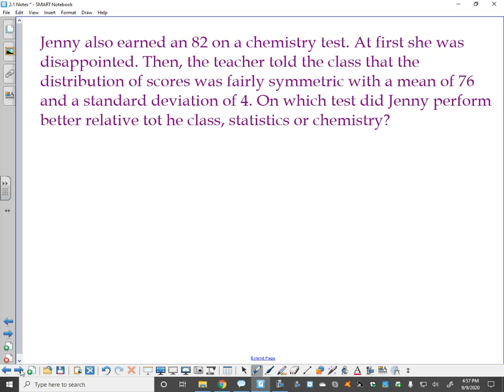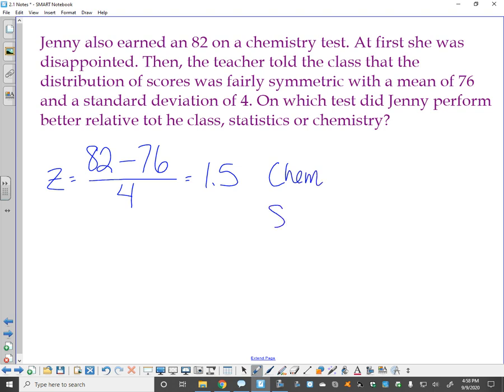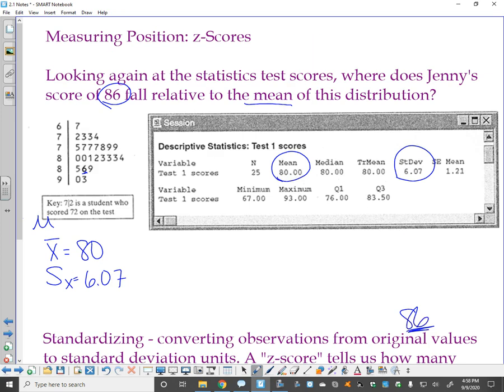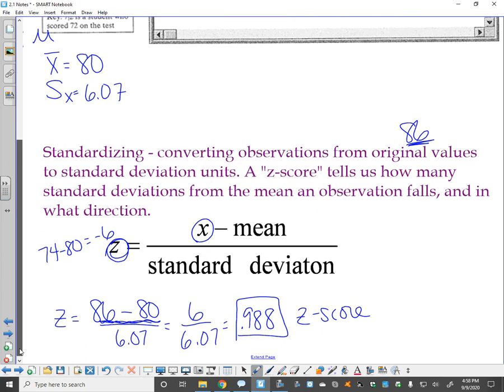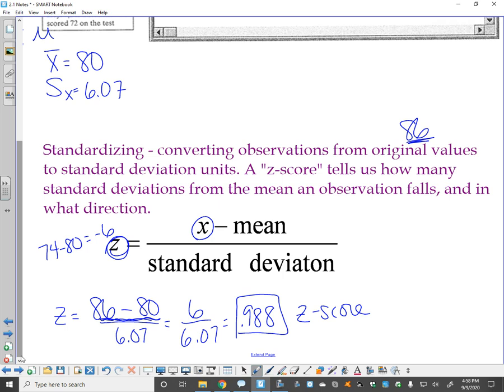Okay, so let's find her chem z-score. So put her score first, 82, minus, they said her mean was a 76. Standard deviation was a 4. I'm going to do 82 minus 76, hit enter, divide it by 4, I got a 1.5. So her chem z-score is a 1.5. Her stats z-score, which we found, didn't we find that? Was a 0.988.